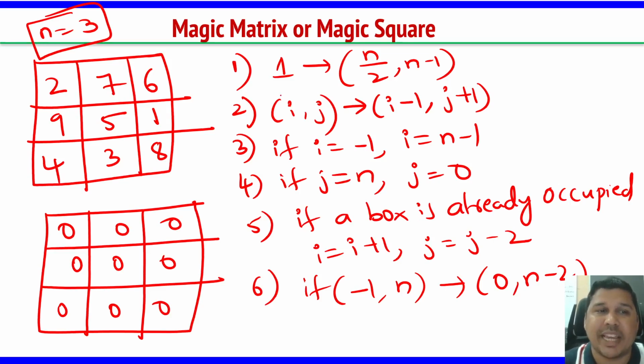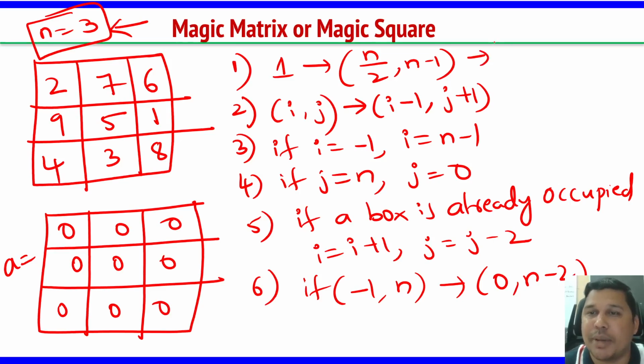Okay, so let us begin filling this matrix. This is the actual matrix we are going to fill now. What is the first rule? The first rule says that number 1 should be placed in location n by 2 comma n minus 1. So what is the n value given to us in the question? It is 3.